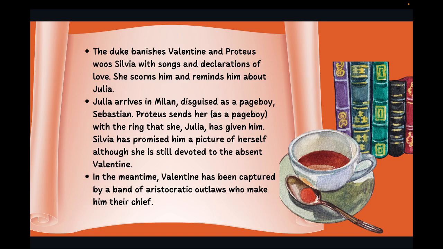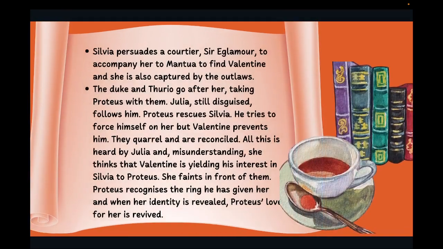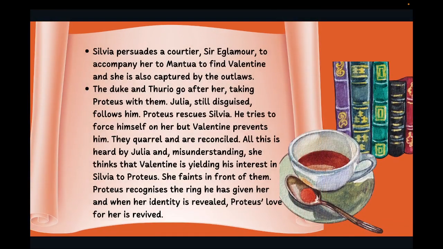In the meantime, Valentine has been captured by a band of aristocratic outlaws who make him their chief. So Valentine is having his own adventures. Silvia persuades her courtier, Sir Eglamour, to accompany her to Mantua to find Valentine, and she is also captured by the outlaws. The Duke and Thurio go after her, taking Proteus with them. Julia, still disguised, follows him. Proteus rescues Silvia. He tries to force himself on her, but Valentine prevents him. They quarrel and they are reconciled.